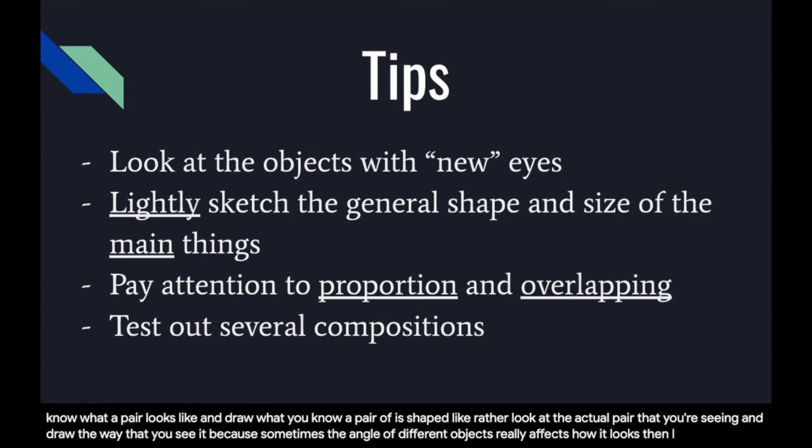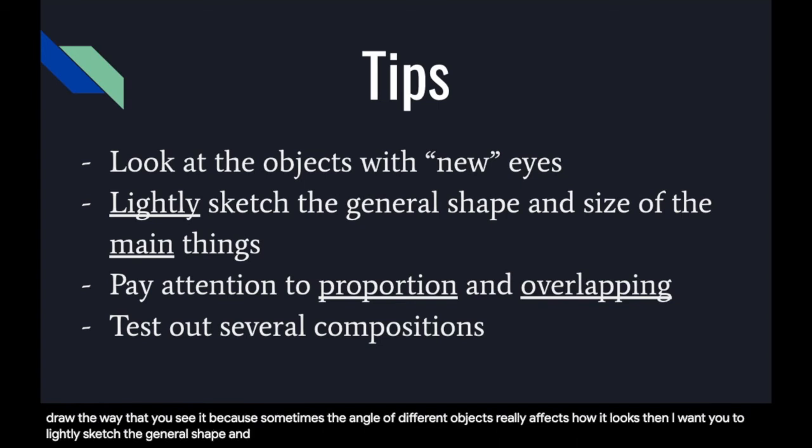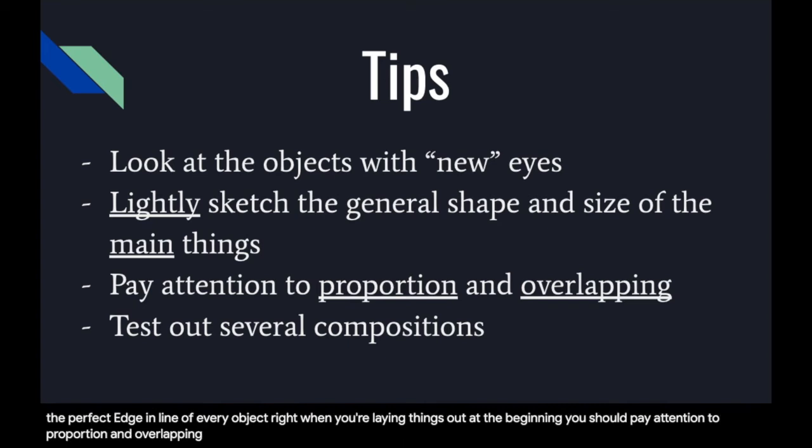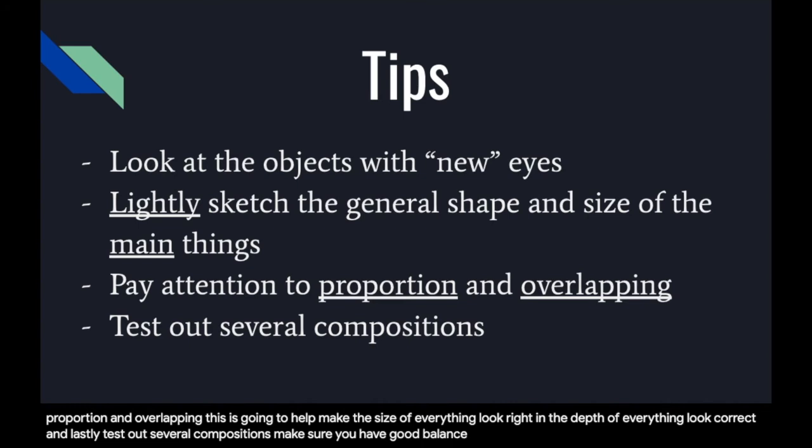Then I want you to lightly sketch the general shape and size of the main things. Don't worry too much about details. Don't worry too much about the perfect edge and line of every object right when you're laying things out at the beginning. You should pay attention to proportion and overlapping. This is going to help make the size of everything look right and the depth of everything look correct. And lastly, test out several compositions. Make sure you have good balance. Don't just go with the first thing that you throw onto the board.